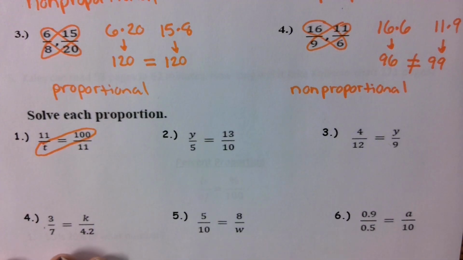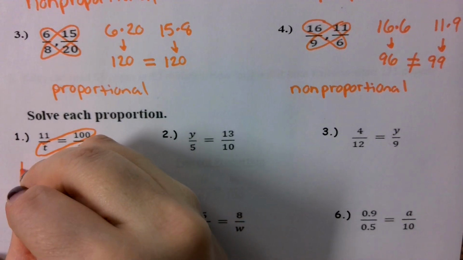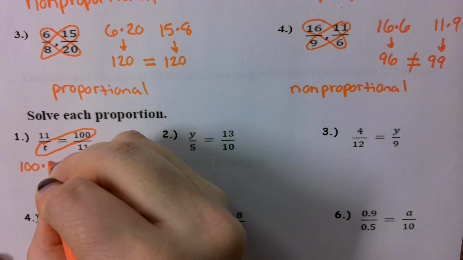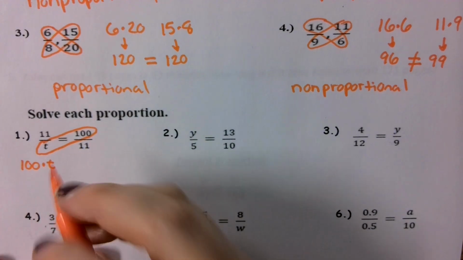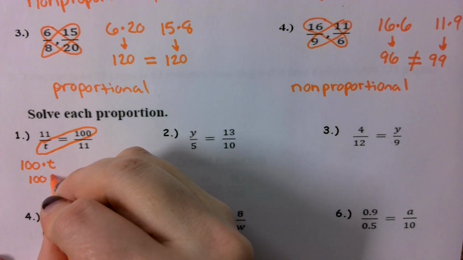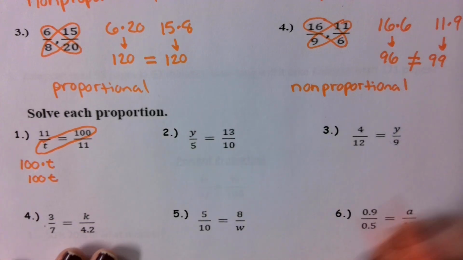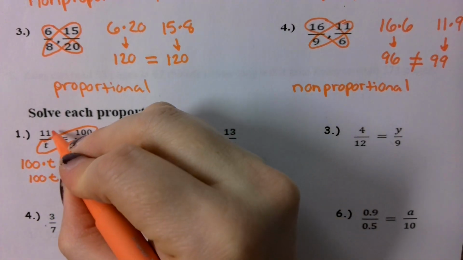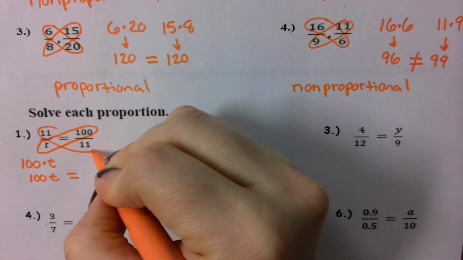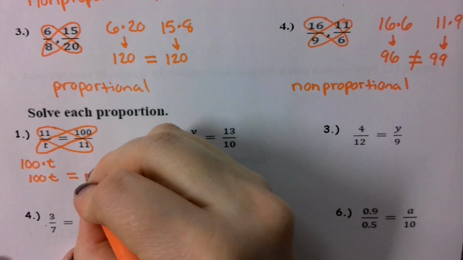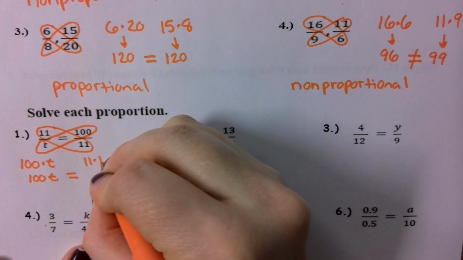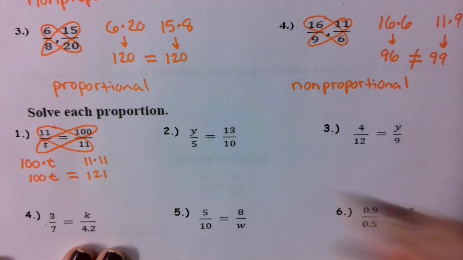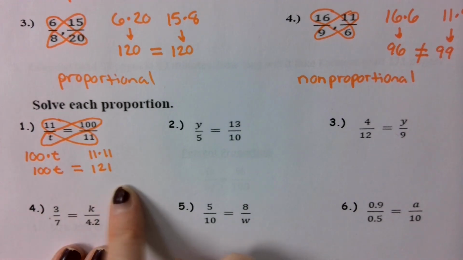So t and 100 are going to get multiplied together, which gives us 100t. Good. Okay, when we multiply 100 times t, we get 100t. And then we're going to set that equal to the other diagonal that we're multiplying, which are the two numbers that we do have, which is 11 times 11 in this case. And 11 times 11 is 121. So now we have this equation.